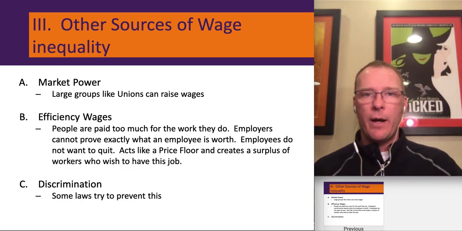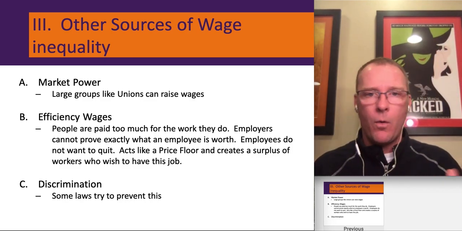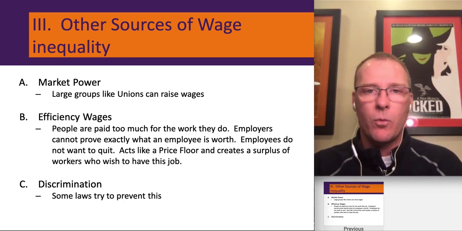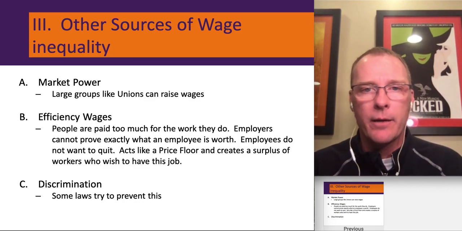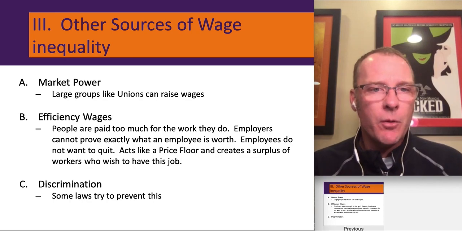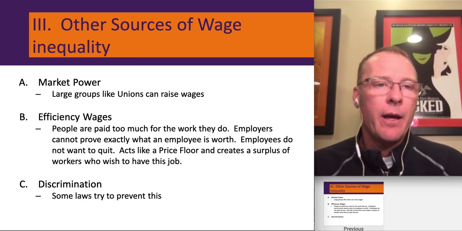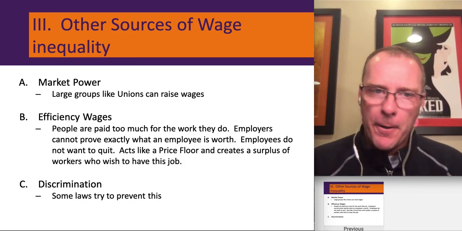And then as one hospital is losing all its good nurses, they're like, whoa, whoa, whoa, we got to pay them more. And the union wage is the one that prevails, even in a non-union hospital. Efficiency wages are another thing. Sometimes people are paid too much for the work they do.